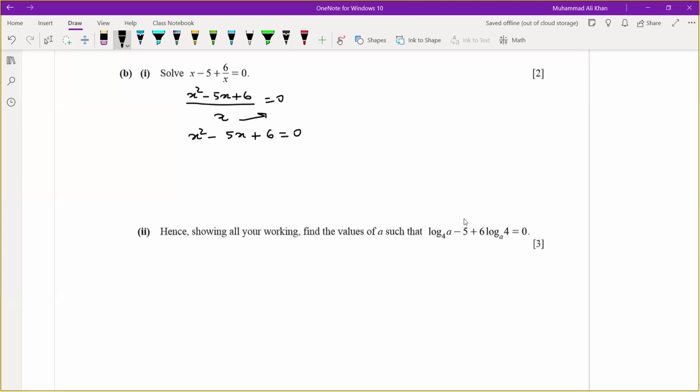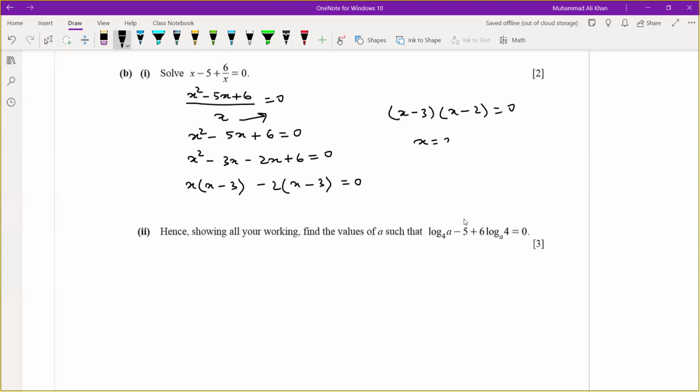x cross multiply होके 0 हो गया. By middle term breaking, x squared minus 3x minus 2x plus 6 equal to 0. x common, x minus 3, minus 2 common, x minus 3 equal to 0. x minus 3 common, x minus 2 equal to 0. The two values of x are here, 3 and 2.